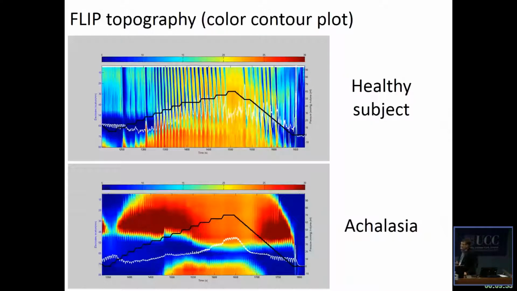One new thing that came about is the FLIP topography, so just like high-resolution manometry, where we would have the pressures at the different positions on the y-axis as a function of time. In the FLIP topography plot, we would simply have the cross-sectional areas here, and the color would indicate how distended it is in different areas. This is from a healthy subject, looks quite busy, a lot of contractions here. This is from a patient with achalasia. And they're quite useful, these plots nowadays.